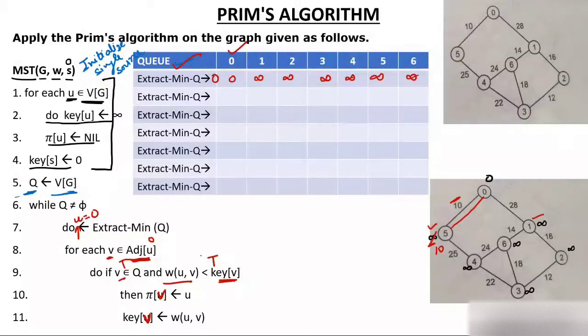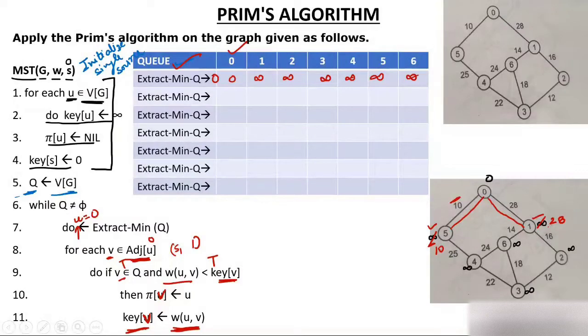Are you done with the adjacent nodes? No, you still have one more adjacent node. One adjacent node was 5 and the other was 1. Now consider whether 1 belongs to q. Yes, 1 is in q. Is the weight of 0 and 1 less than the key of 1? Yes, it's less. Now make pi of 1, that is the parent of 1, equal to u. This becomes a double line, and you assign the weight of uv to the key of v, so you assign 28 here.